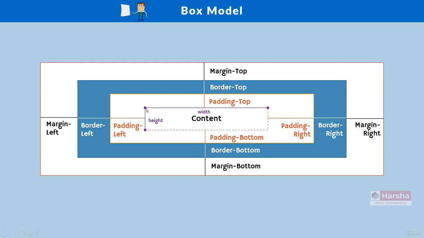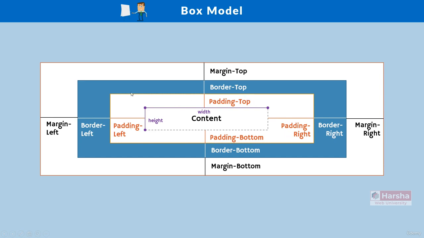The width property specifies width of the content, that is this area. And the height property specifies height of the content. So the same width and height appear in the opposite side also, because it is rectangular shape always. Surrounding the content, some space is maintained. That space is called as padding. So this is padding top, padding right, padding bottom, and padding left. All this space is called as padding.